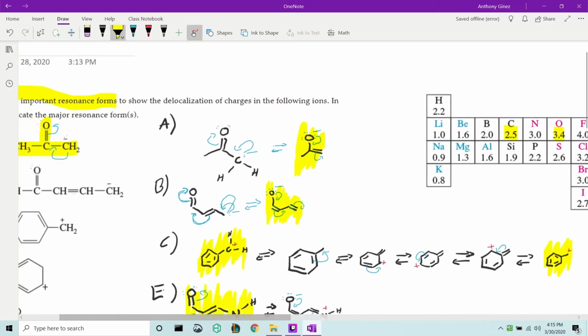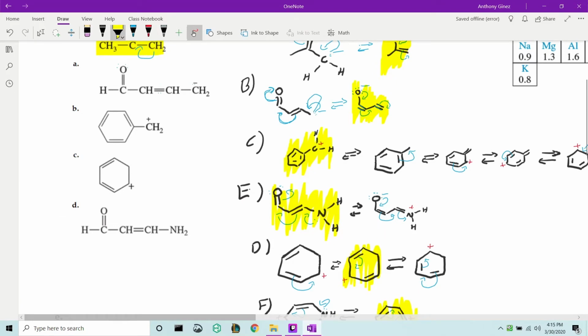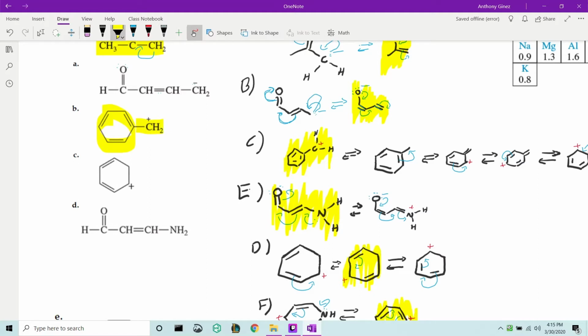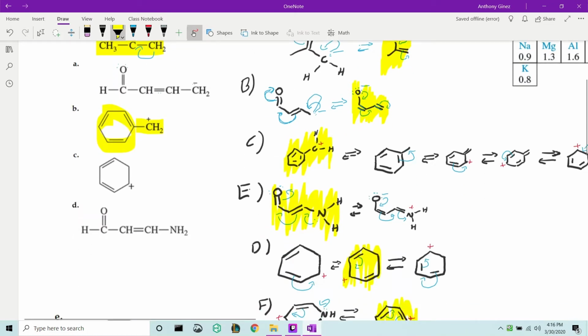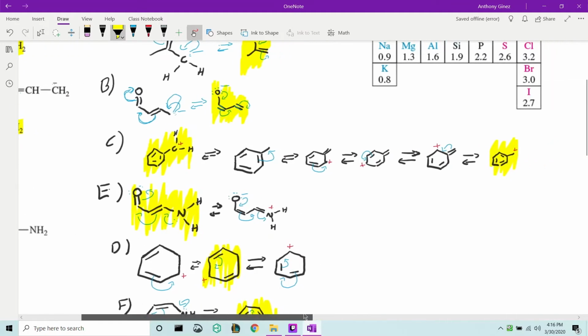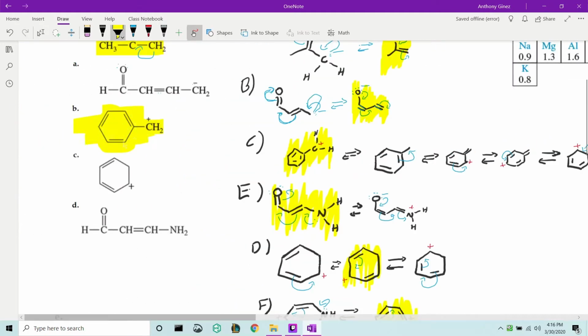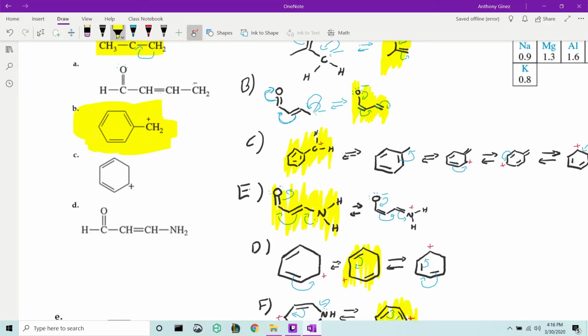partial negative charge. Moving on to C, we see a benzene ring, and attached to that is a methyl group, except the methyl group is, I don't know the name off the top of my head, it's been a little while since I've done this. But we're asked to show the important resonance forms and to indicate the major resonance forms. What I would say is that this is the main resonance form for a different reason. That reason being that benzene rings are just particularly stable.